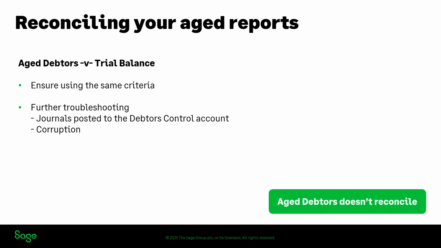So again, ensure you're using the same criteria. I'm going to sound like a broken record in a minute. You're running for the same period. Now, there is further troubleshooting if these balances are different. Have journals been posted to your debtors control account? How are you going to spot that? So let's quickly repost a journal to our debtors control account, just so you can see the reports, etc.